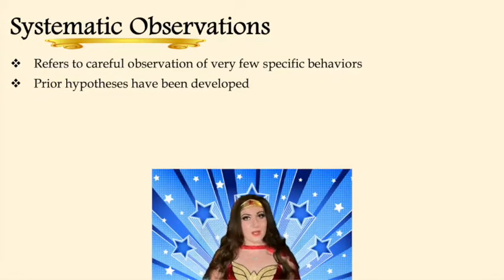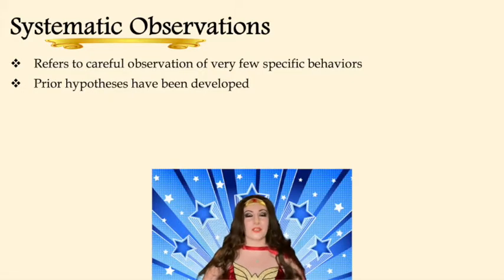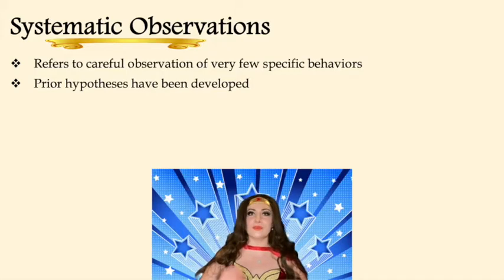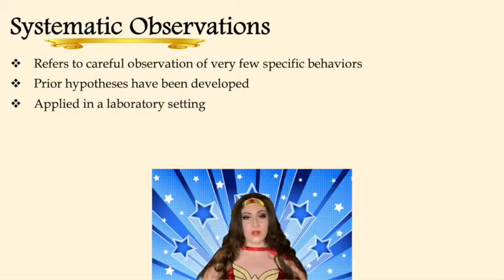For systematic observation, it's quite the opposite. We have a hunch, we have a particular hypothesis or prediction for how certain behaviors will occur. And then we go and we start observing and we count those specific behaviors. So we know exactly what we're looking for, and we're able to count and quantify those particular behaviors. So systematic observations are often applied in a laboratory setting.